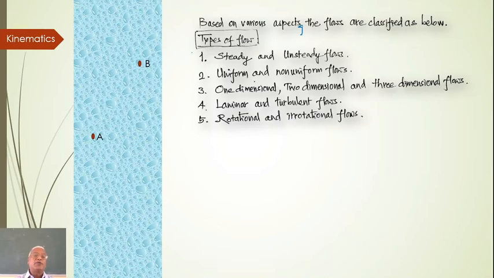Of course, there will be overlap of classification. This classification is not quite an independent or exclusive classification. The flow that you call steady or unsteady can be laminar or turbulent. Like that, there will be some overlaps possible, especially 1 and 2, 1 and 3, or 2 and 3. Like that, there will be a lot of combinations which are possible. Okay.